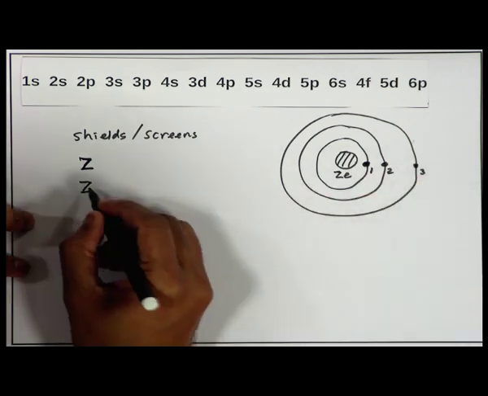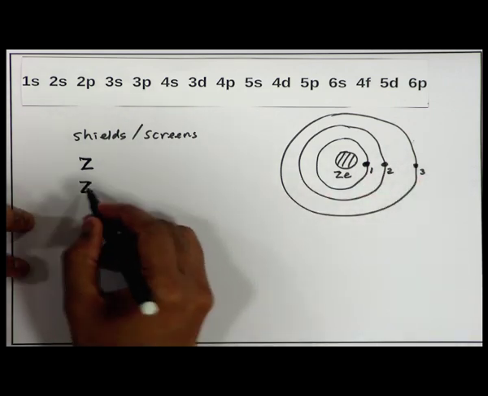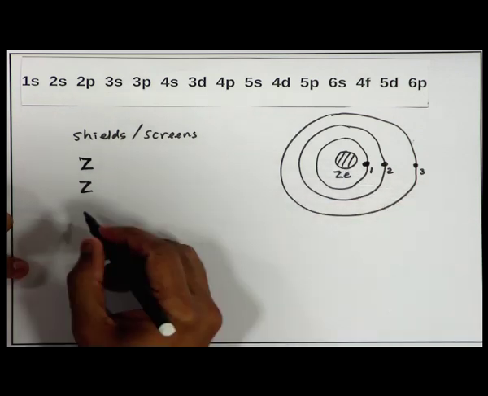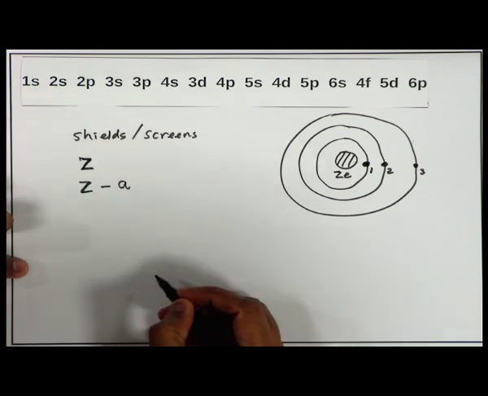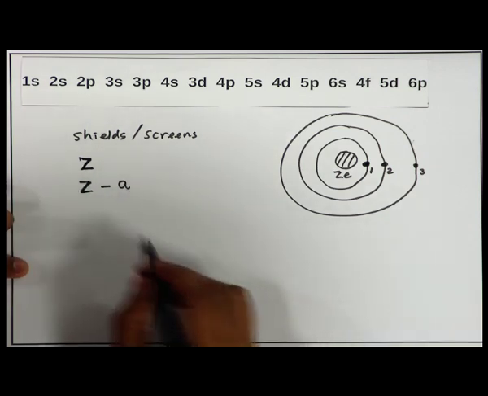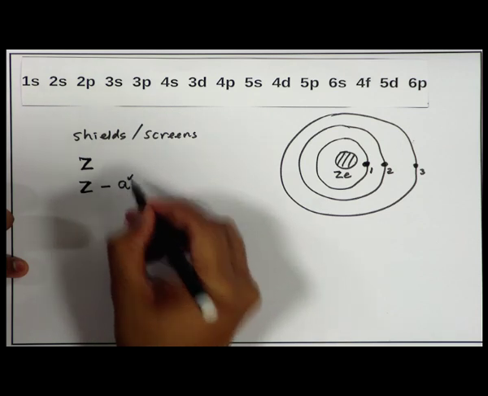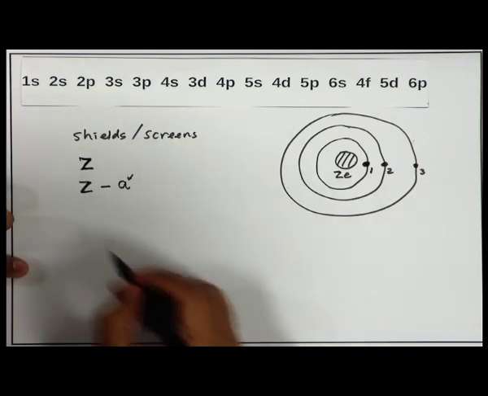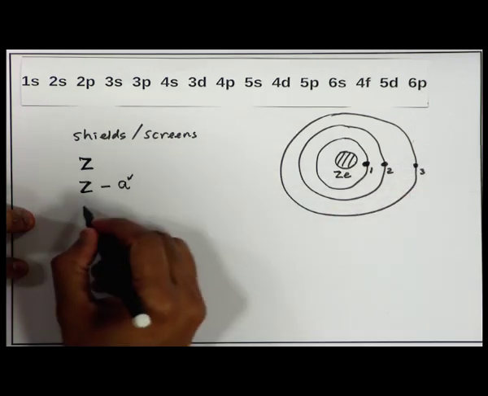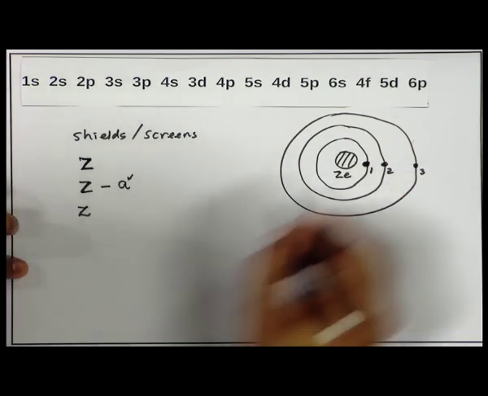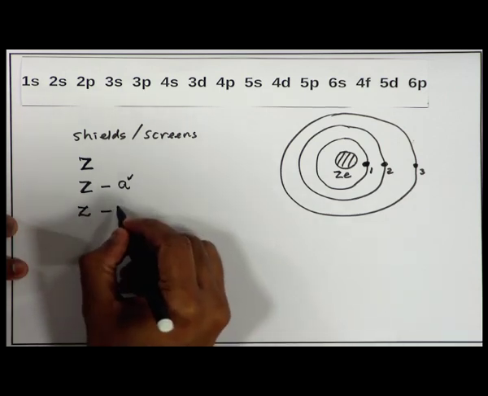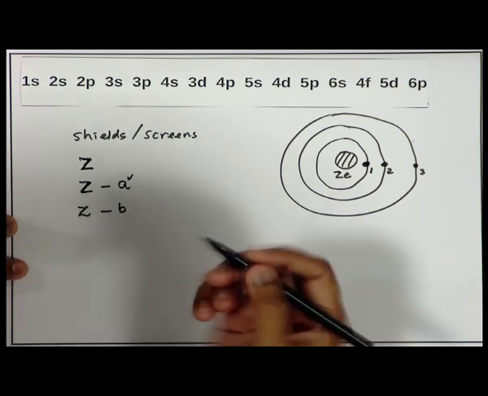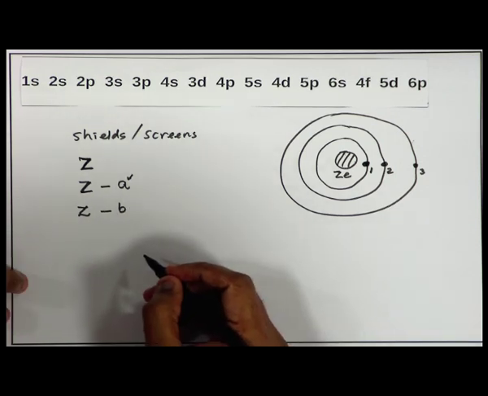So, electron number 2 will feel as if there is not Z charge on the nucleus, rather Z minus a small number. We do not know what this number is, but A is a small quantity compared to Z. Similarly, electron number 3 will not see the full nuclear charge Z, rather it will see Z minus B, where B is another small quantity.